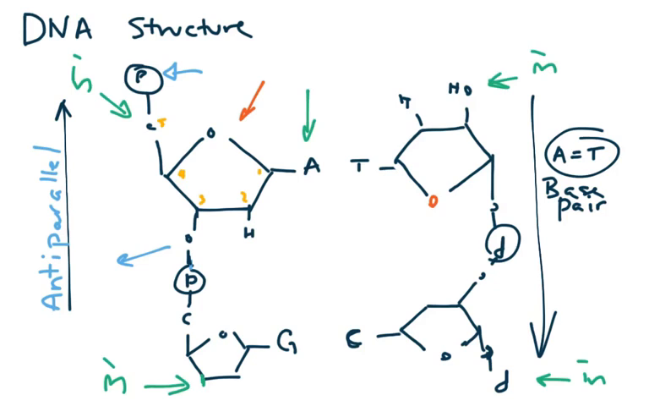And what holds a whole DNA ladder together is the hydrogen bonds between the A and the T, and the hydrogen bonds between the G and the C. A and T have 2 hydrogen bonds holding them together. C and G have 3 hydrogen bonds holding them together.